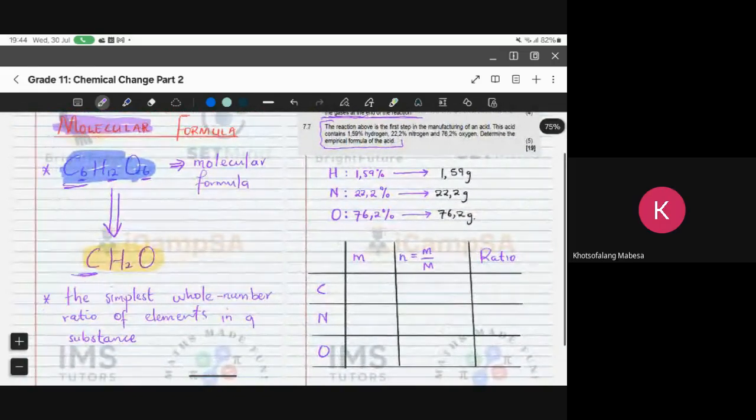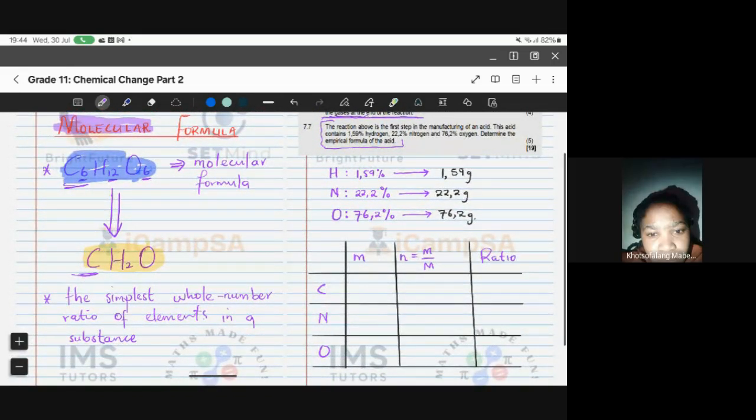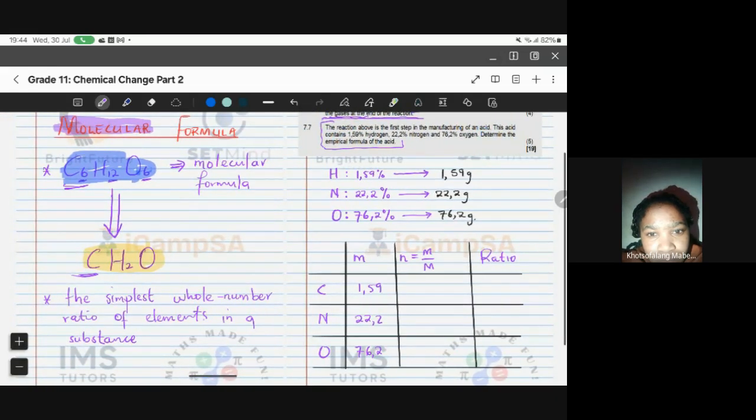Now, you take your masses, you have 1.59, you have 22.2, you have 76.2, right? Now you find the number of moles. You know that carbon has a molar mass of 12. So you'll have 1.59 over 12, right? You find it there. Here you'll have 22.2. What's the molar mass of nitrogen? Let me just look it up. Should be around 14.